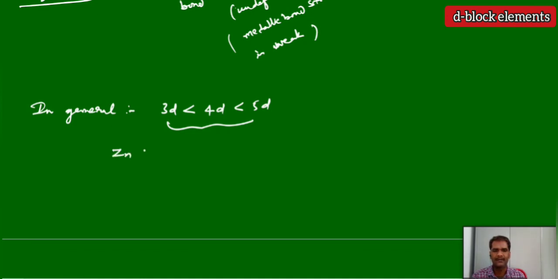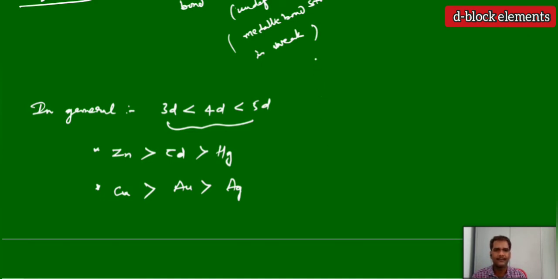Zinc, cadmium, mercury. Here zinc has a higher melting point than cadmium, and cadmium higher than mercury. This is one exception. Actually, zinc should have a lower one, but due to its smaller size, it has a higher melting point. Similarly, in the copper group, copper has a higher melting point than gold and silver. Just remember, these are the exceptions, but in the remaining cases we can mostly observe this trend.